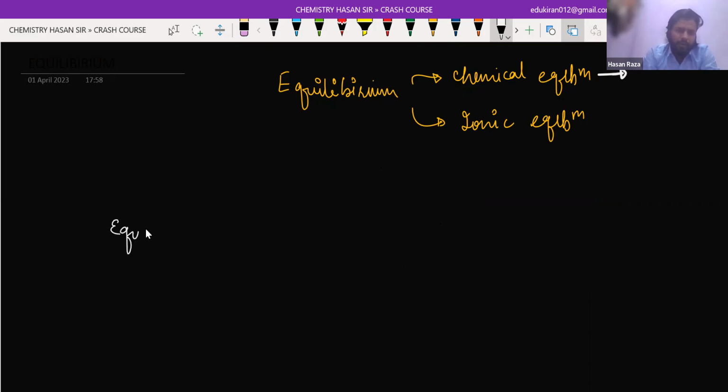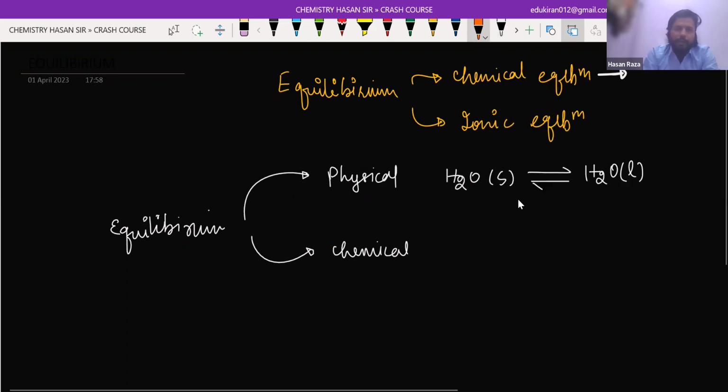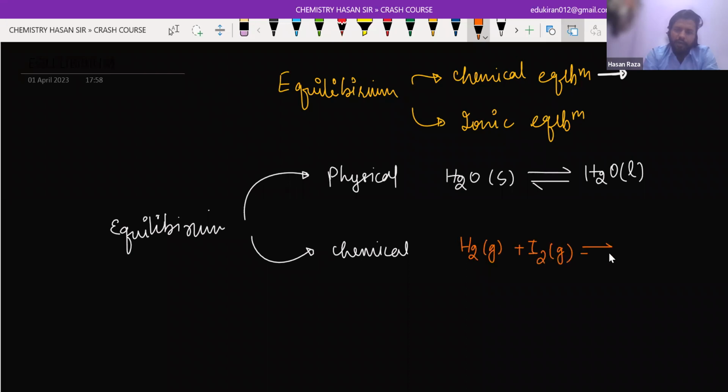So I'm going to tell you this equilibrium is of two types. The first one is physical equilibrium, and the second one is chemical equilibrium. Physical equilibrium, that means you are going to deal with the physical state, that means H2O in solid going to convert into H2O in liquid. So this is your physical equilibrium. If you are going to ask about the chemical equilibrium, that means chemical reaction will be taking place. That means you can see H2 in gaseous state reacting with I2 in gaseous state. That is going to give you 2HI in gaseous state. So this is your chemical equilibrium.